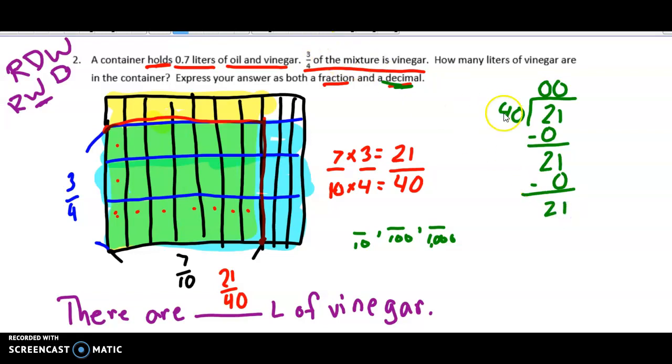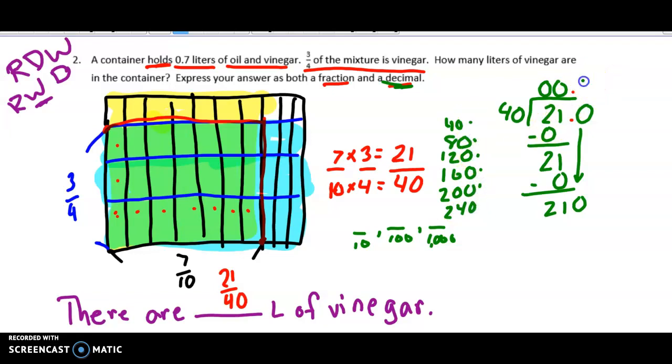Now here's where we have to put in our decimal. Line it up. And we put in our 0 as well here. Bring it down. How many 40s go into 210? Well, if we're not sure, we practiced in Module 2 and 3 just taking 40 and skip counting it. 40, 80, 120, 160, and 200. Well, that's close because the next one's going to be 240. So I need to do 1, 2, 3, 4, 5. I'm going to do 5 of them.